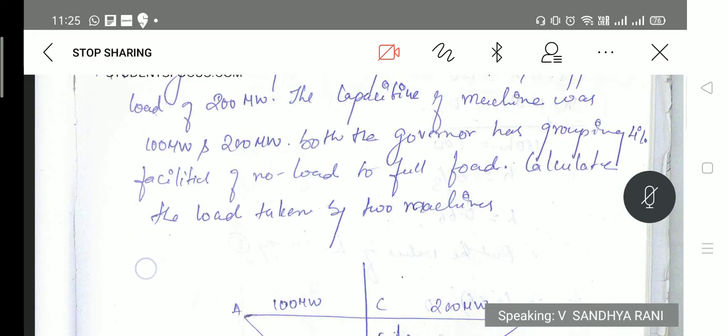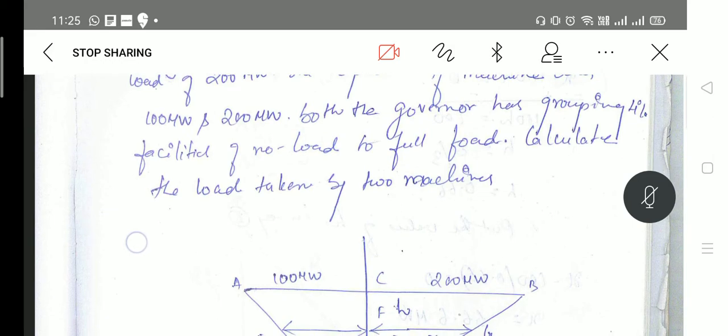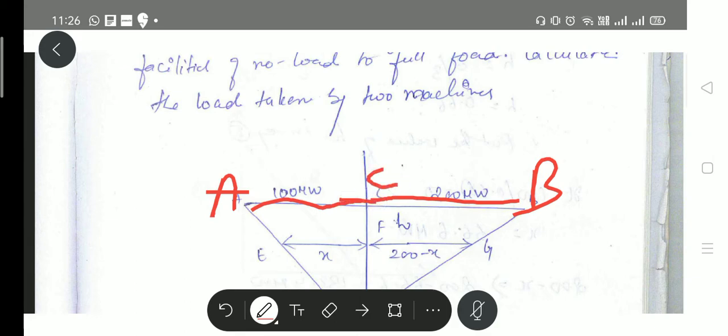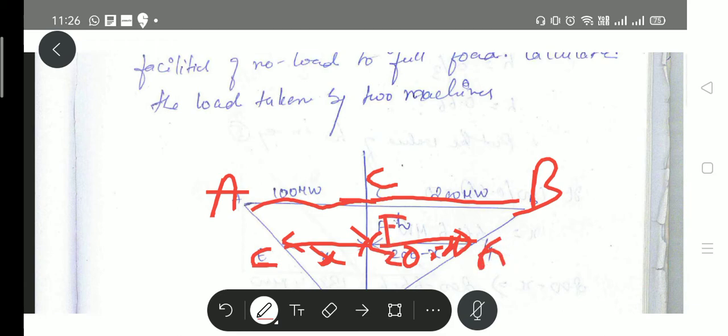Two synchronous generators are connected in parallel. I am taking the first one as 100 megawatts and the second one as 200 megawatts. Both are in opposite directions, connected in parallel. So I am taking the first machine as A and the second machine as B. The meeting point I am taking as C. Let the load shared by A be X and the load shared by B be 200 minus X. From this we can calculate the values of load sharing between A and B.